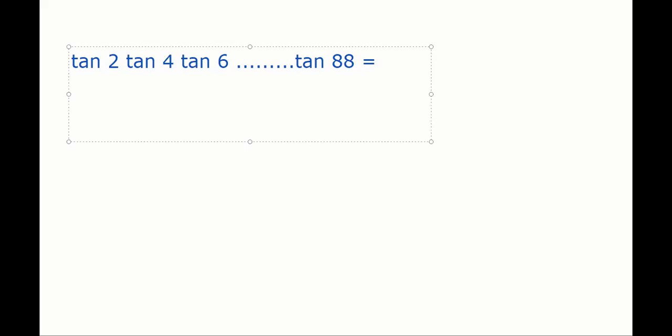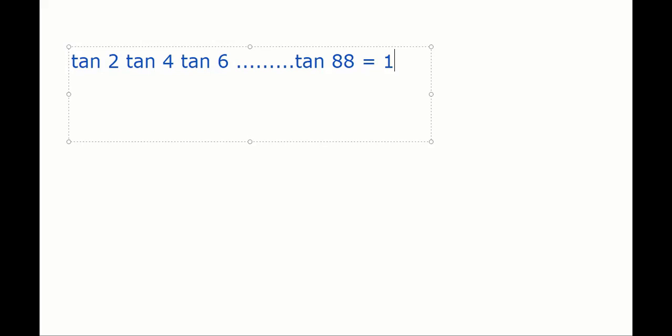Sir, tan 2 is tan of 90 minus 88, which is cot 88. And cot 88 multiplied by tan 88 gives us 1. Like that, we do tan 4 and tan 86 also. So we get finally 1.